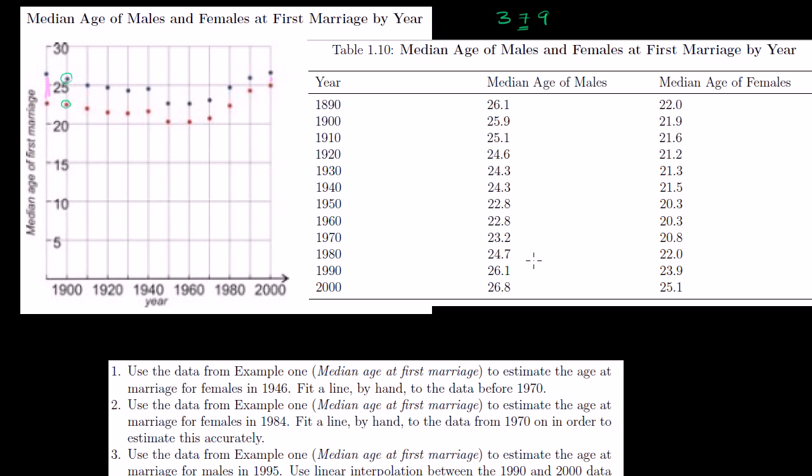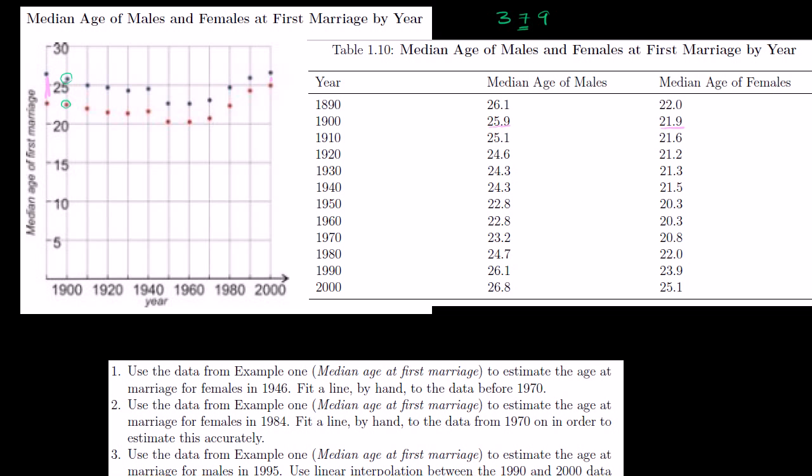This is the actual data from that chart, so I didn't even have to estimate it here. In 1900, the median age of males getting married was 25.9. That's that right there. And the median age of women getting married was 21.9. That's that over there. So this is just a scatter plot of this data. We've plotted each of these points over here, these in blue, these in red.